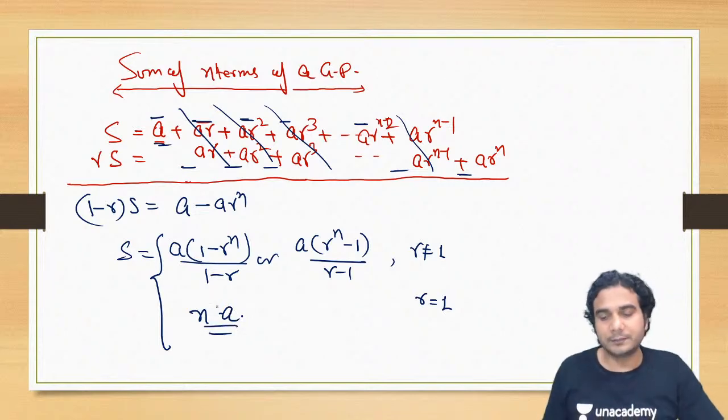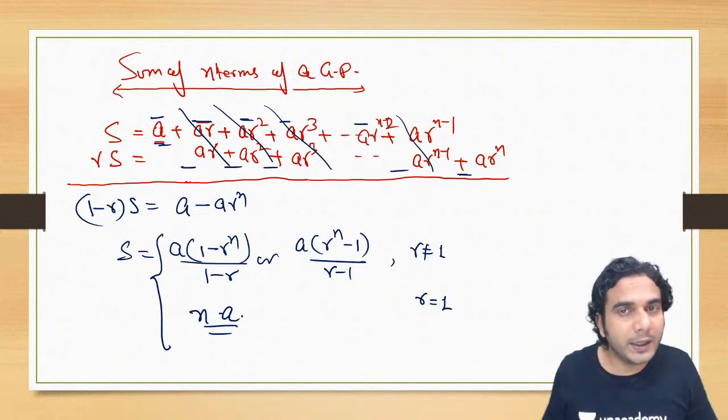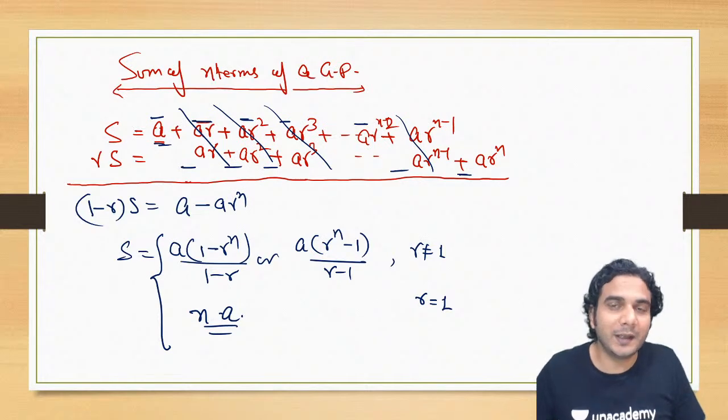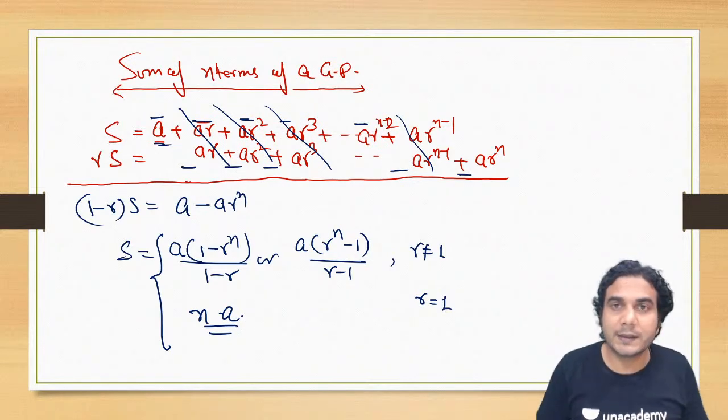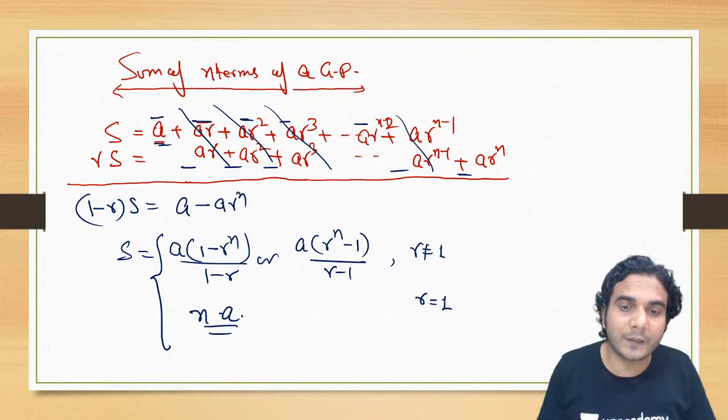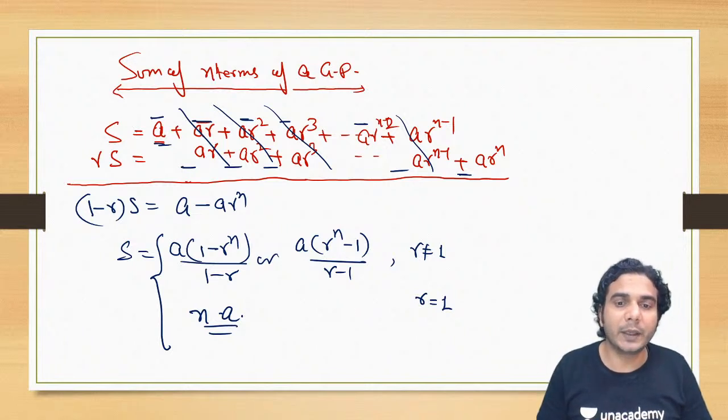So if r is 1, then all terms are equal, and you can add them easily, like 2 plus 2 plus 2, 100 times is 100 times 2. Similarly, a plus a plus a, n times, is n times a. So if the common ratio is 1, then the answer is n times a. If the common ratio is not 1, then you can apply that formula, a into r raised to n minus 1 upon r minus 1.